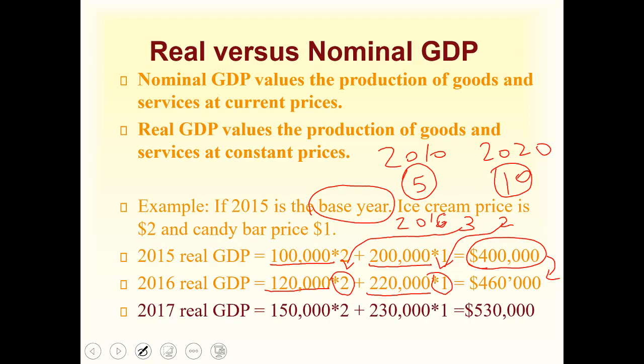In 2017, the production increased to 150,000 for ice creams, and for candy bars the production increased to 230,000.